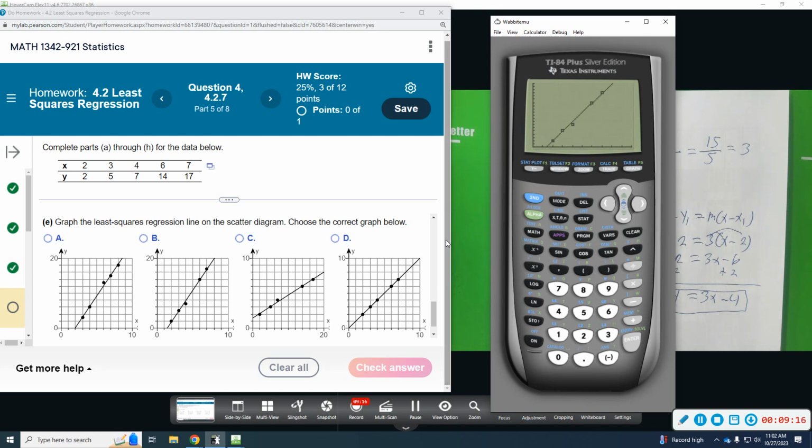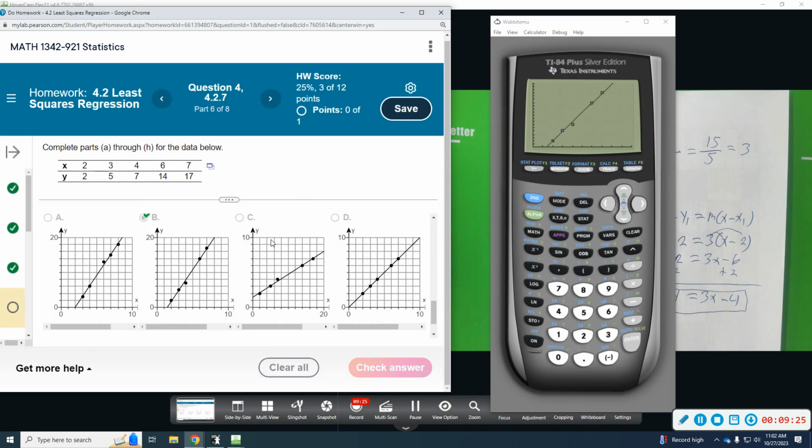so we get this line. And it looks still pretty close to what we had before. So B is going to be the best fit.